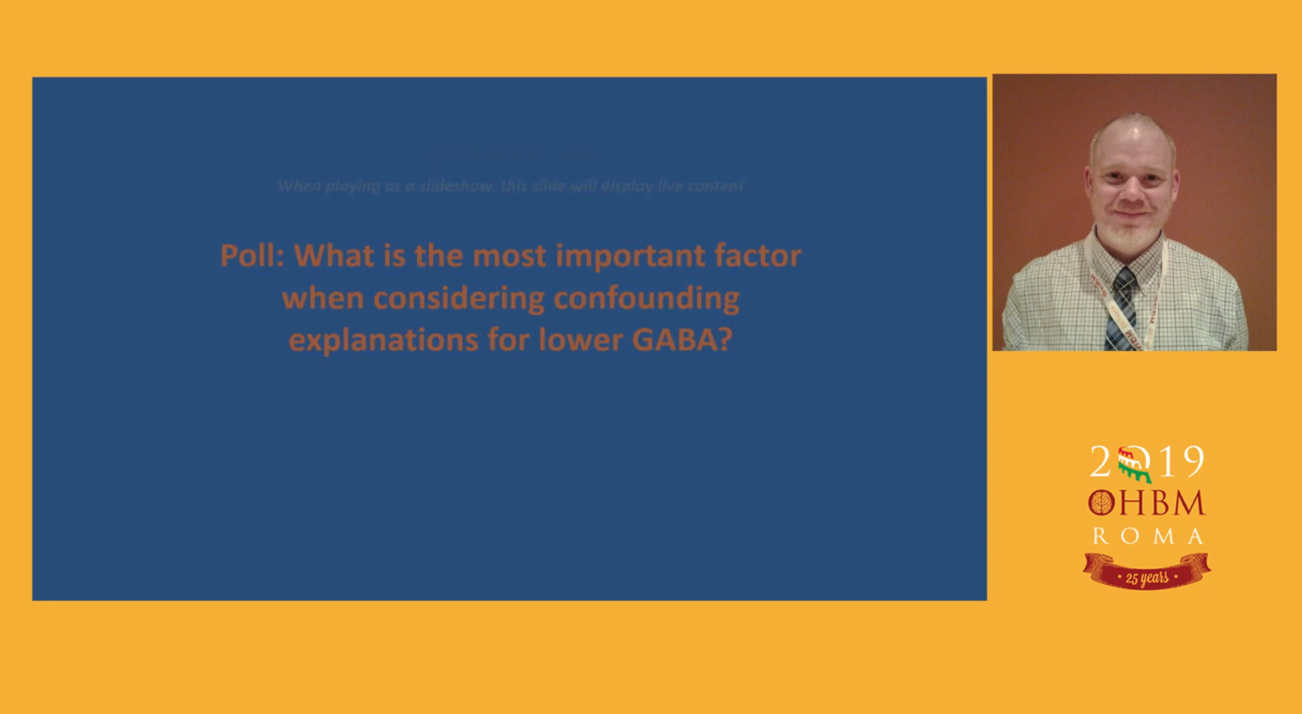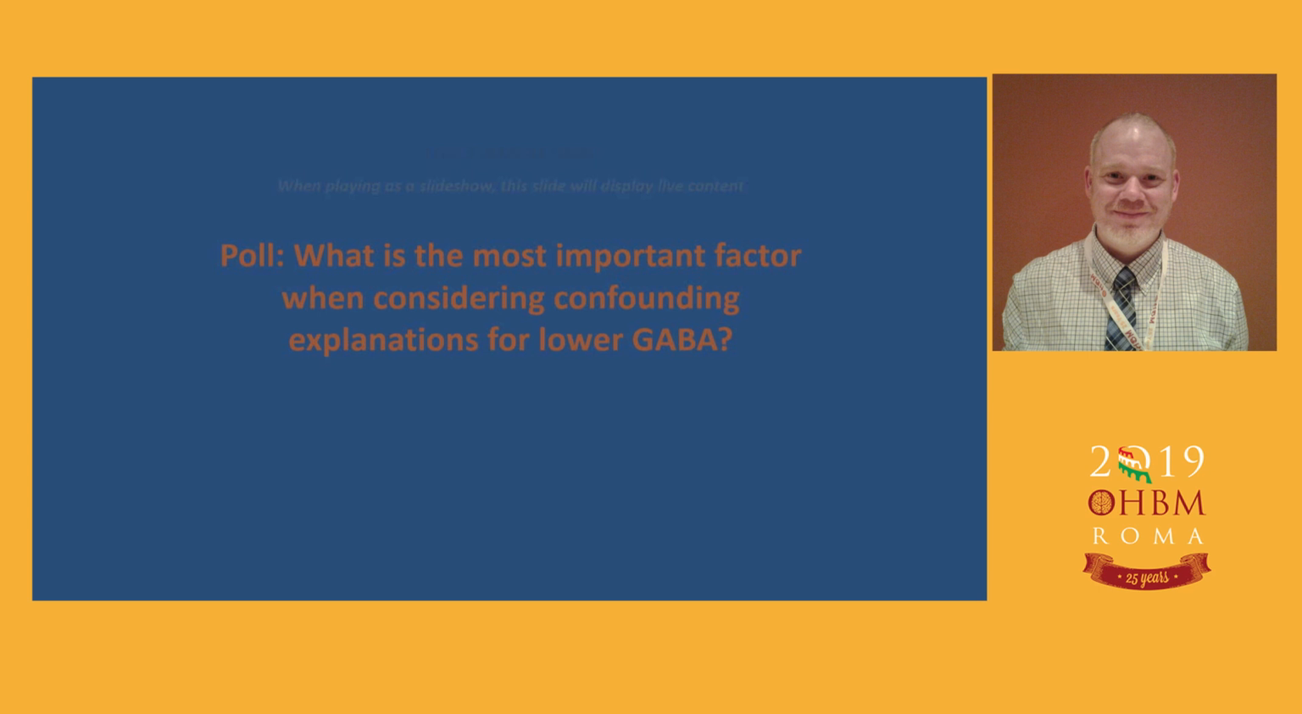All right, so based on all the talks so far, what do you think is the most important factor when looking at patient populations and seeing reduced GABA levels? All right, who thinks motion is the biggest issue? Who thinks medication is the biggest issue? Who thinks that gray matter composition is the biggest issue? One vote there. And who thinks that age matching is the biggest issue?